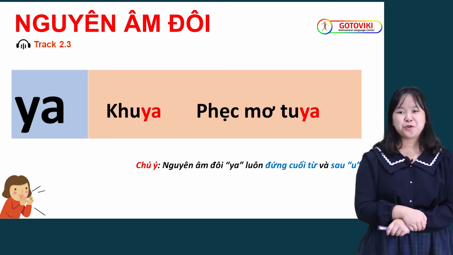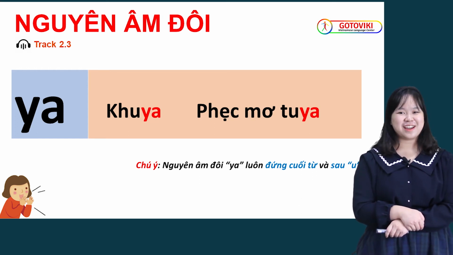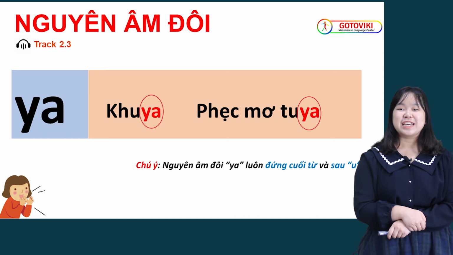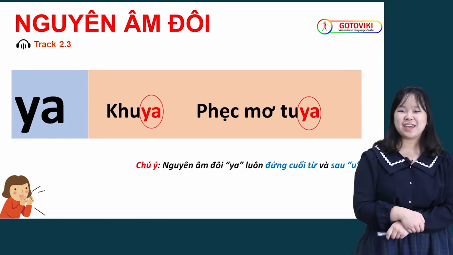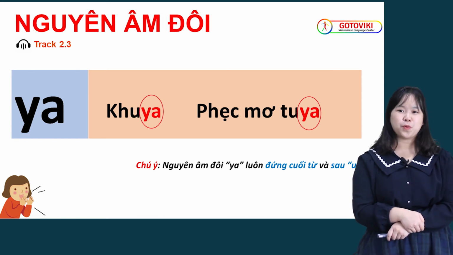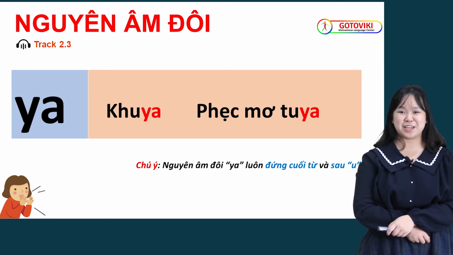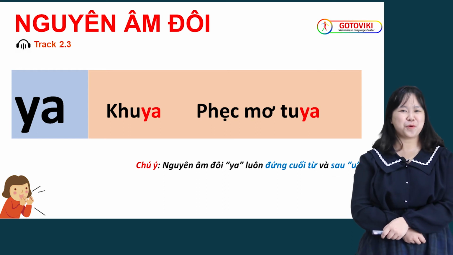In Vietnamese, we only have the word khuya, which means late at night, and the loan word phạt mơ tuya, which means the zipper. So, as you can see, the position of the vowel ear in this example is always at the end and after the letter U.